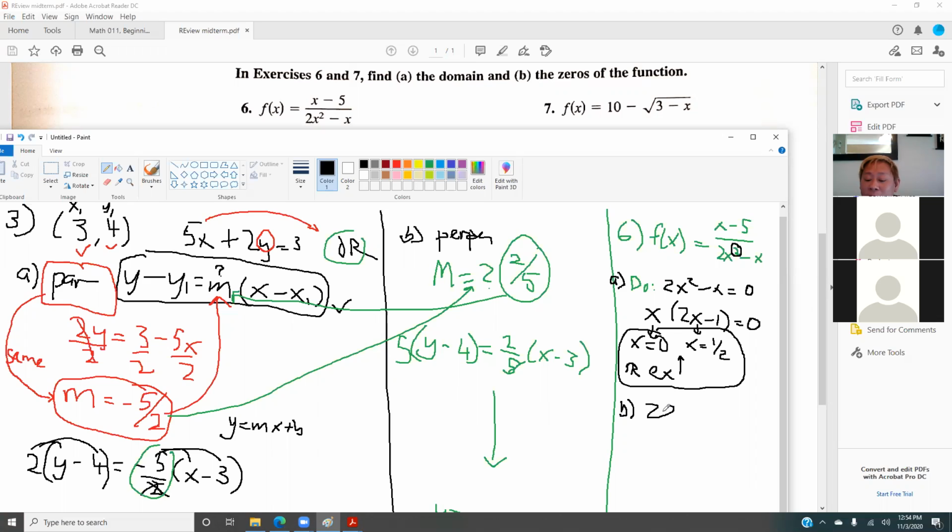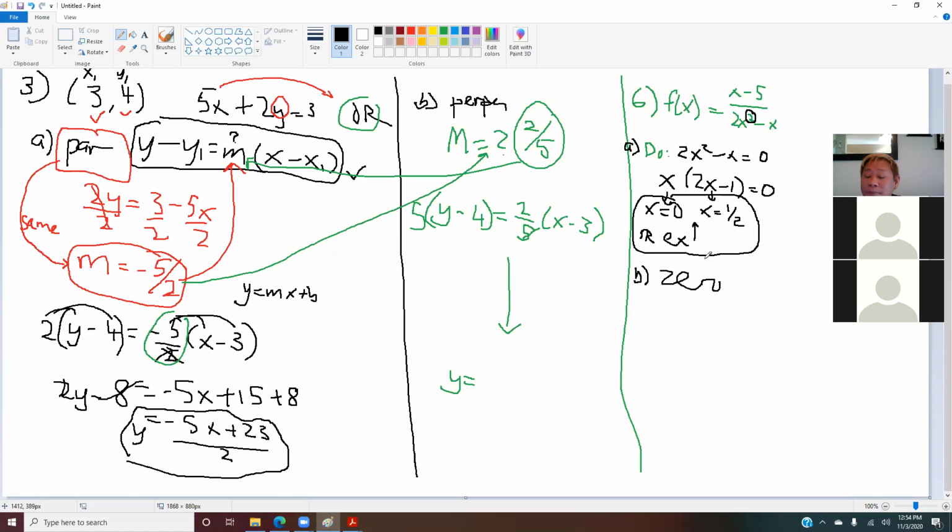Part B is asking you for zeros. So how do we find the zeros of a function? Does anyone know? This is all coming up in the midterm this week. In order to find a 0, you set the whole function equal to 0. So you take x minus 5 over 2x squared minus x and make it equal to 0. And then what happens when you multiply everything by 2x squared minus x? Do you know what happens when you multiply by 0?